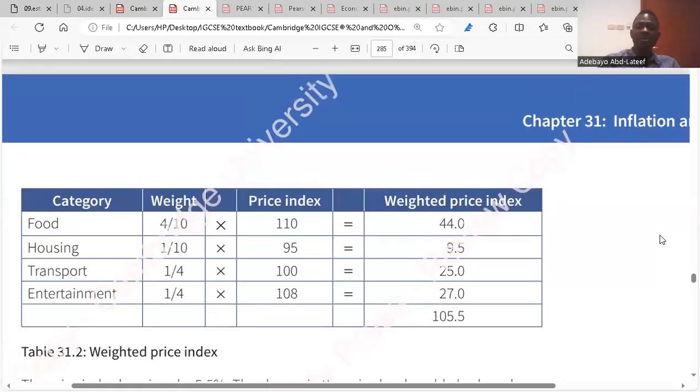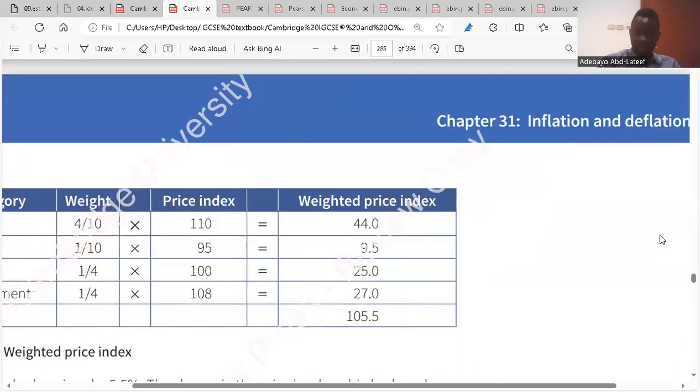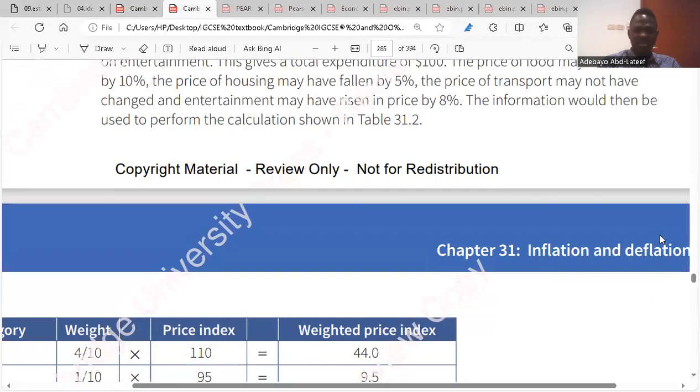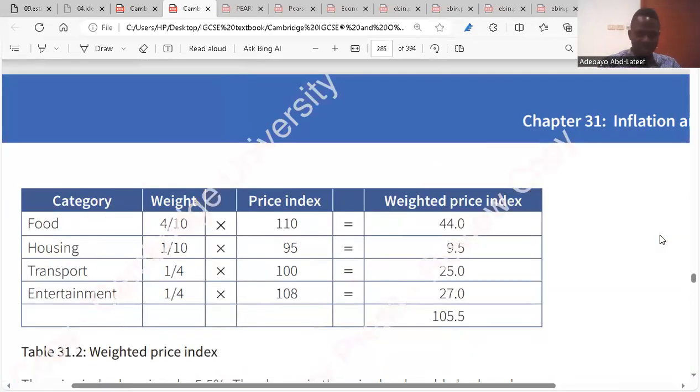So before now in food, they said $40 was spent on food, 40 out of 100. That's 4/10, 1/10, 1/4, and this. Do you get it or not? If you don't get it, let me explain again. Each item is over 100: 40 over 100, 10 over 100, 25 over 100, 25 over 100. That's the weight. Then there are changes. They said the food has risen by 10%. That is 110. Housing has fallen by 5%. Do you get it now?